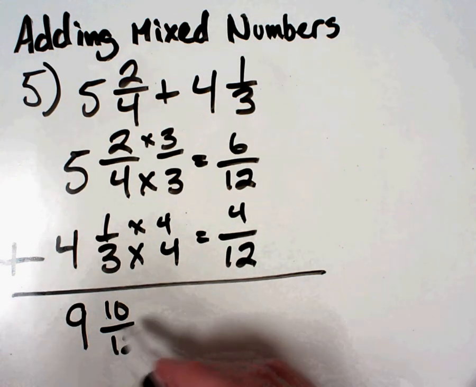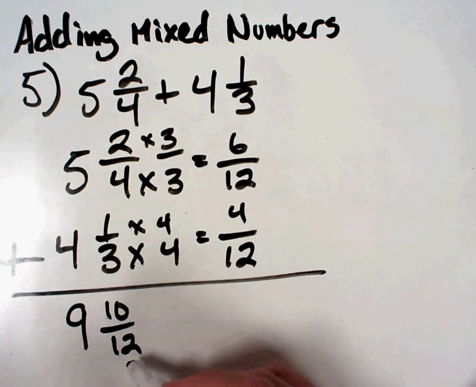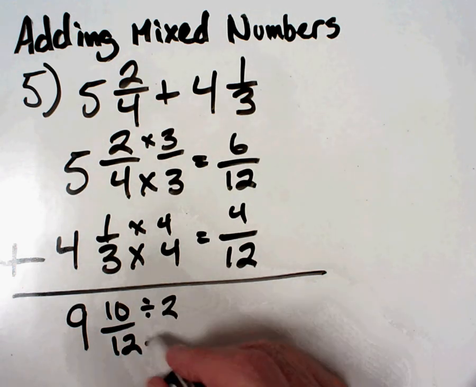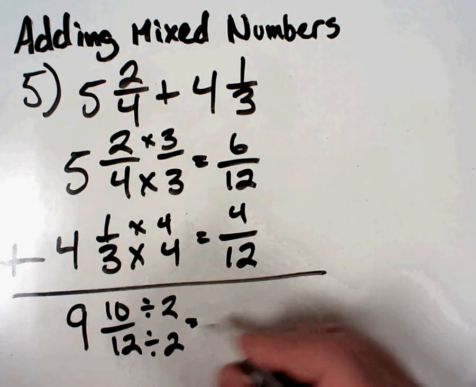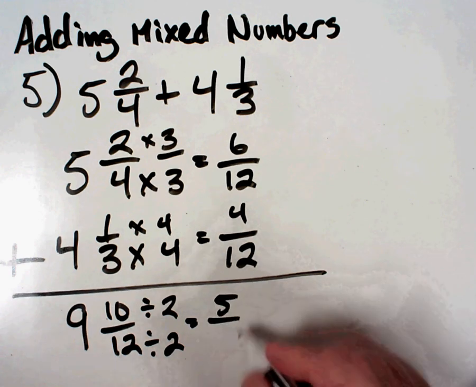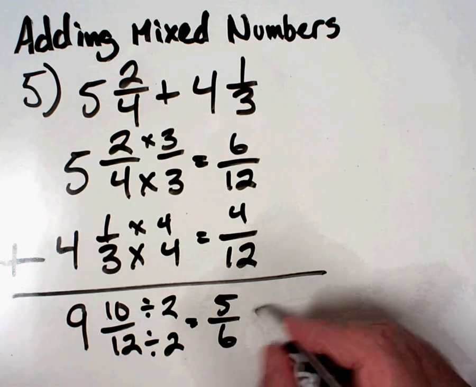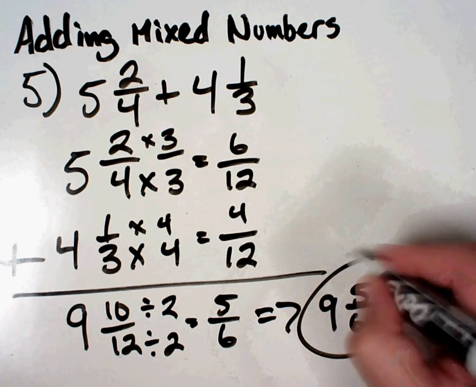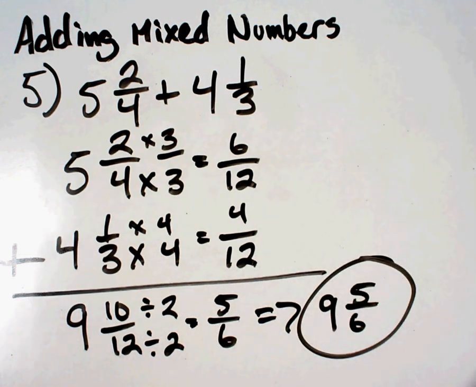All right, now because 10 and 12 are even numbers, that means I need to simplify. I need to reduce, so I'm going to divide top and bottom by 2, which gives me 5/6. And so my final answer is 9 and 5/6. Okay, on to number 6.